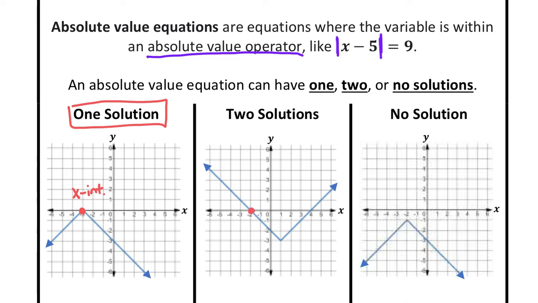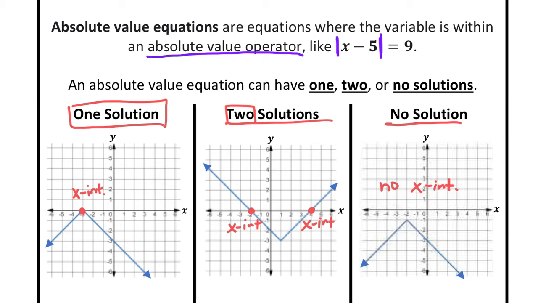In this second graph, we have two x-intercepts, right? One on the left, one on the right. So we have two solutions. And then we have no solution when, in the third graph, there is no x-intercept. Okay, so these are the three situations that we saw throughout when we were graphing the different transformations of the absolute value.